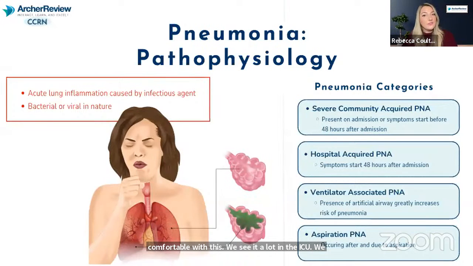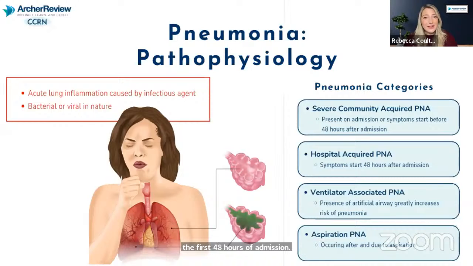So we had lung inflammation with ARDS, but it wasn't necessarily caused by an infectious agent. In pneumonia, it is. This can be bacteria or viral. We've got lots of different types of pneumonia. Community acquired, which is a lot of what we see when we get a patient in the first 48 hours of their admission with pneumonia, that came from the community. We can give our patients pneumonia with hospital-acquired pneumonia. That's when symptoms start after the first 48 hours of admission.